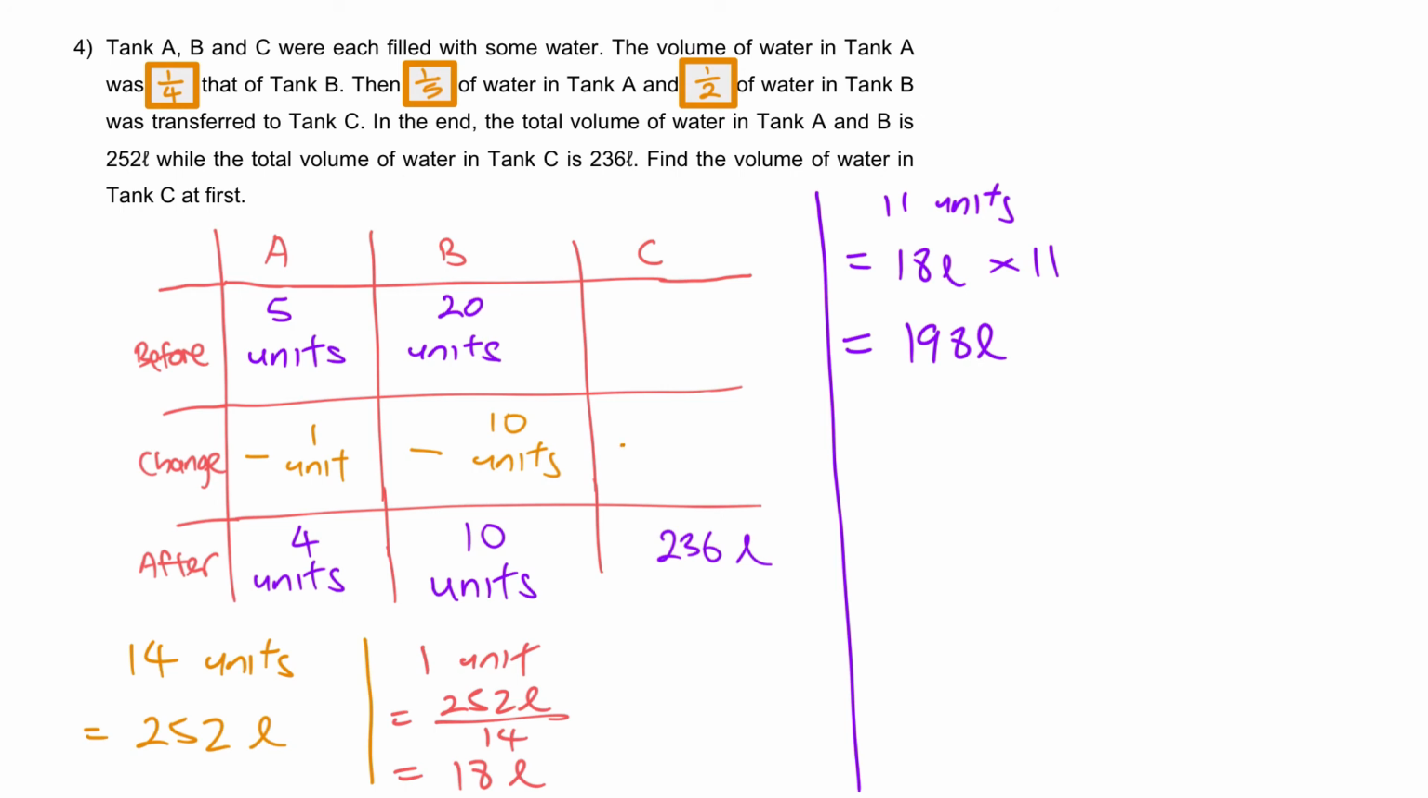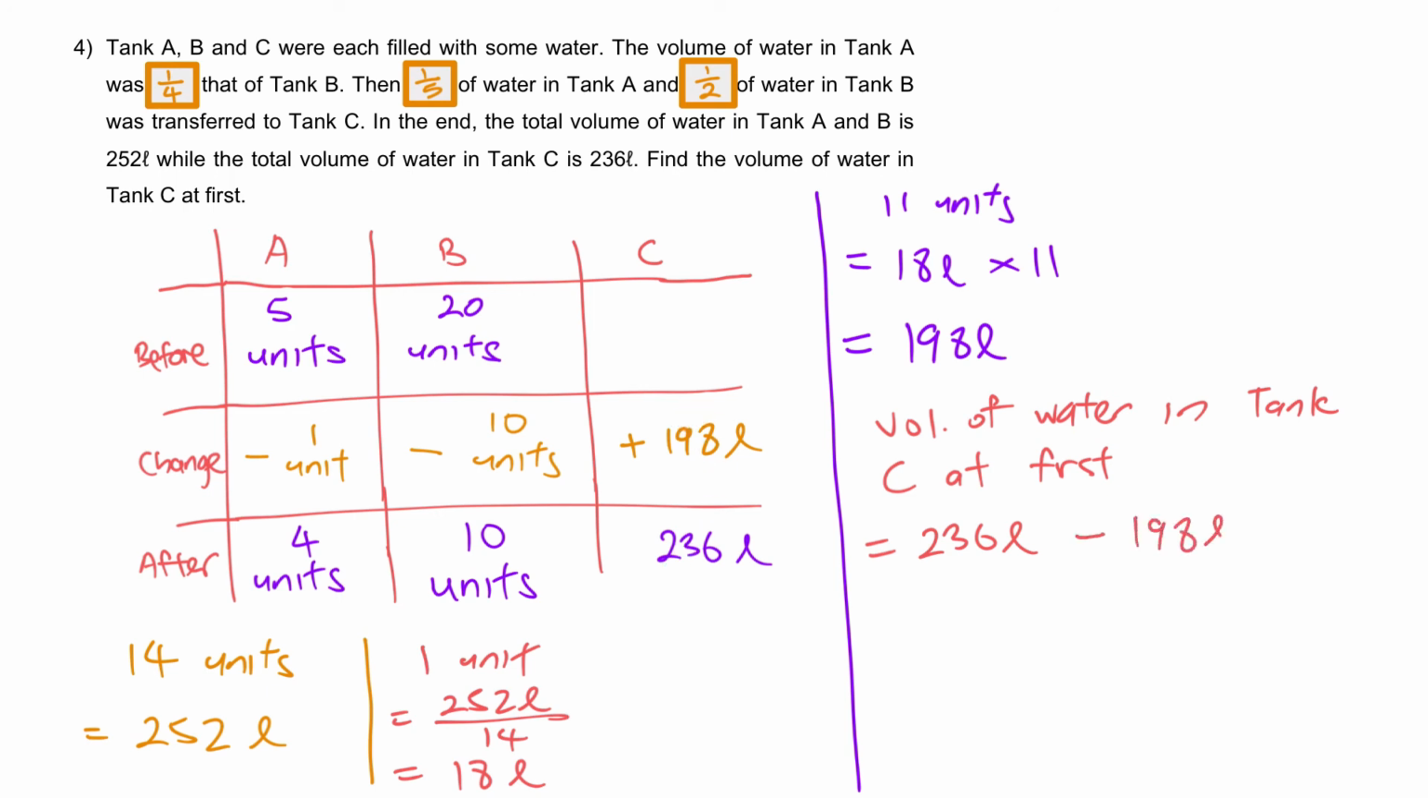This 11 units here, I'm going to replace it with plus 198 liters. To get to the answer, just work our way backwards. Volume of water in tank C at first: at the end, 236 liters. Since 198 liters is added, we're going to subtract 198 liters to find out the answer, which is 38 liters.